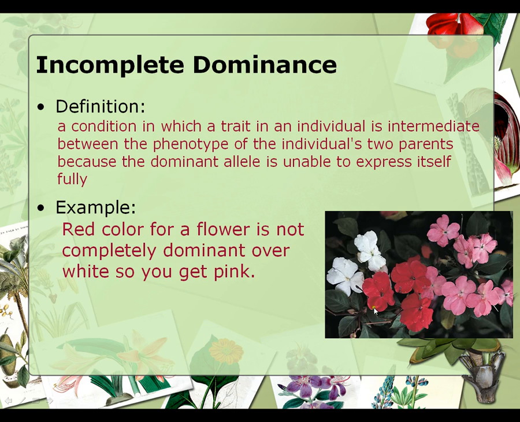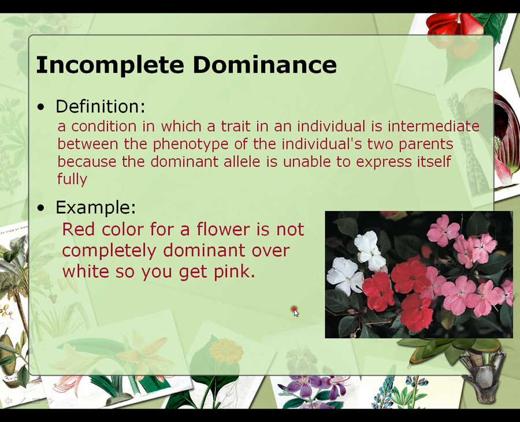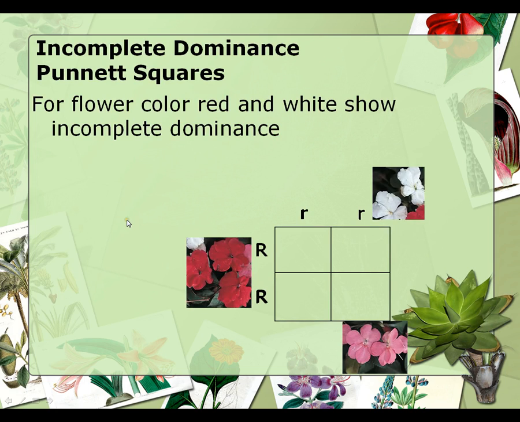Generally we'll pick one as the dominant trait. We'll say that red is dominant, and we'll say that white is the little or the lowercase letter, but we know that it's not completely recessive or completely dominant, and we get a mix of the two, these pink flowers. So let's take a look at a cross for an incomplete dominance. Feel free to pause the video while the kids copy down any notes.